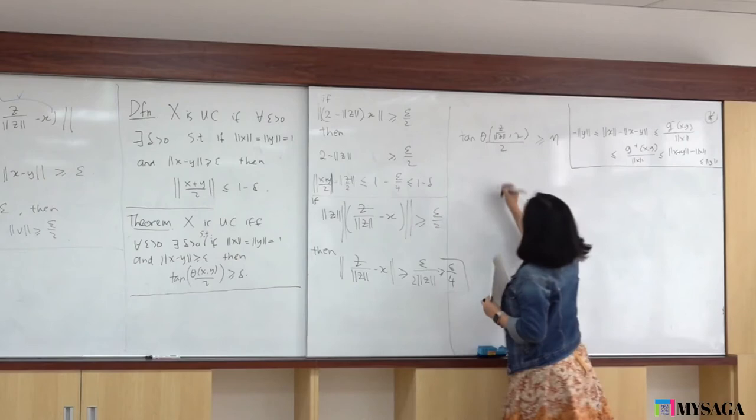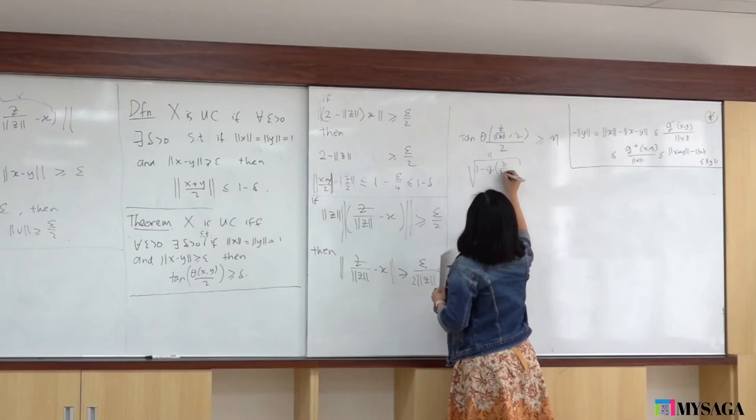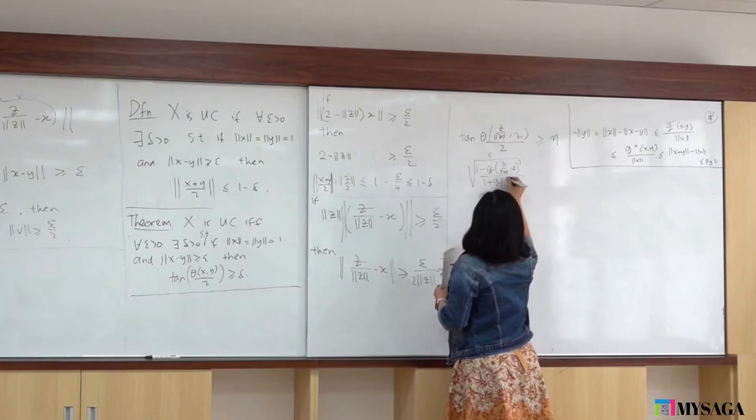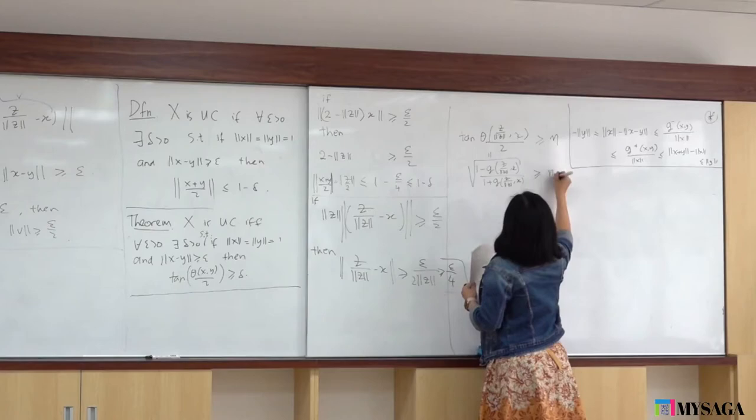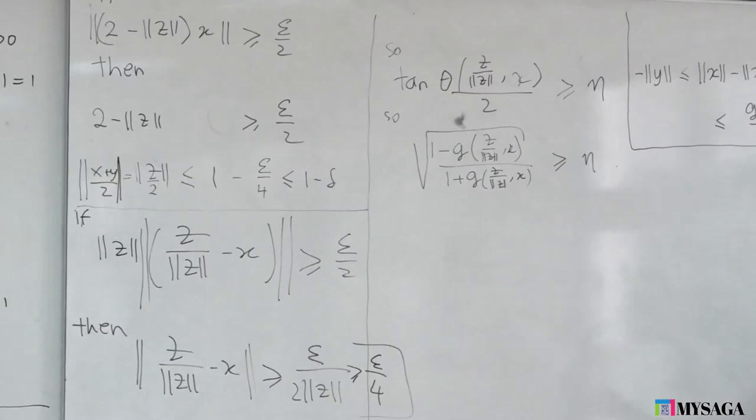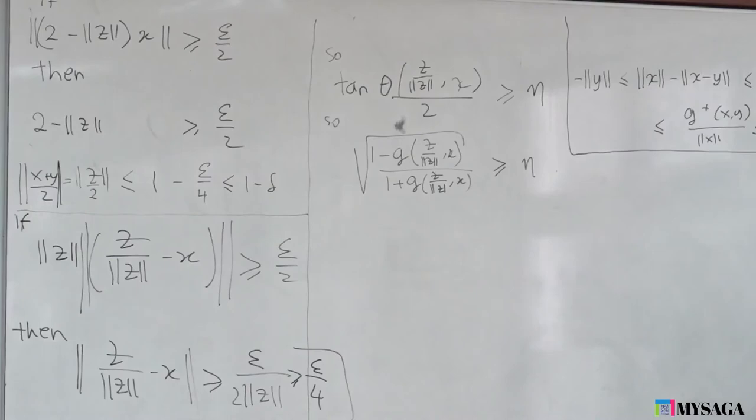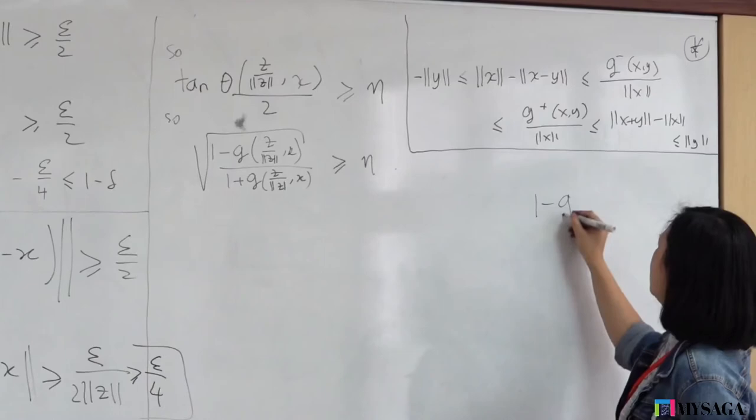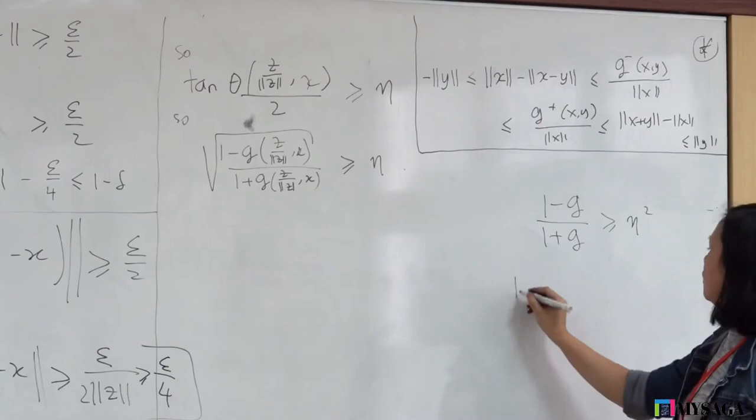Right? And what is this? This is root of 1 minus g of z divided by norm of z, comma x, divided by the same thing, but with a plus. And now I have this guy is greater than eta. Right? So I'm good. Okay. So let's have a look at this and do a little bit of algebra. So I'm going to shorthand this guy to g, just so that my algebra is easy. So I have this, it's greater or equal to eta squared. Yes? 1 minus g over 1 plus g is greater or equal to eta squared.